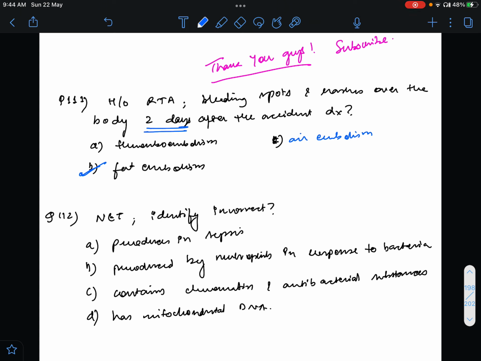Characteristically, they have not mentioned that there is a fracture, but per se, I think they have mentioned RTA and they have mentioned the time duration, 2 days after the accident. I think the answer should be fat embolism. If there would have been any history of heart disease or DVT, then we could have thought of thromboembolism. I think the best answer for this will be fat embolism.